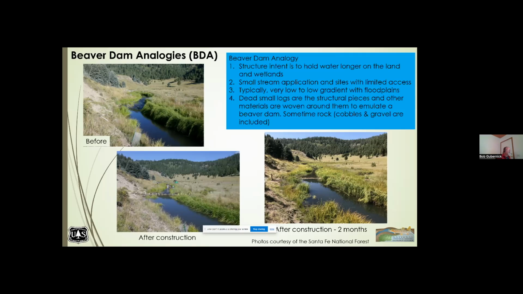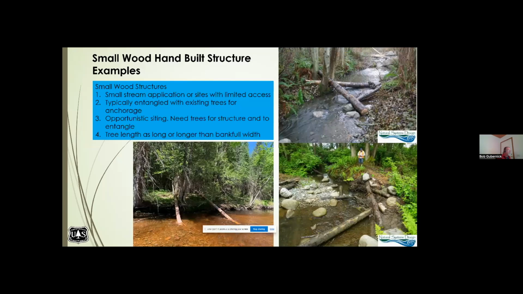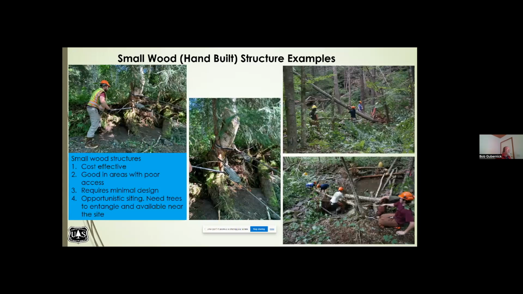And then you could build small hand structures, and those hand structures, again, are placed with human beings. They're typically entangled and not embedded. And you have to do them where you have trees and could get them. So it's a very opportunistic style. It's very cheap in nature. Hand crews can make this. We typically build these with grip hoists, block and tackle, and entangled in the trees.